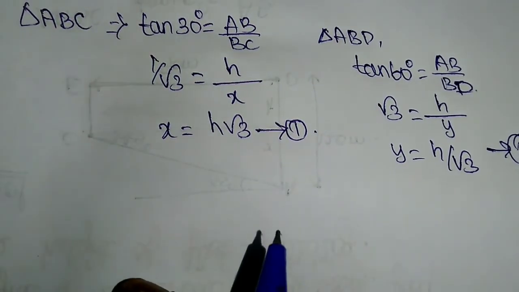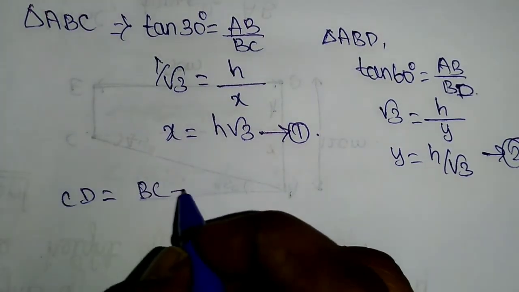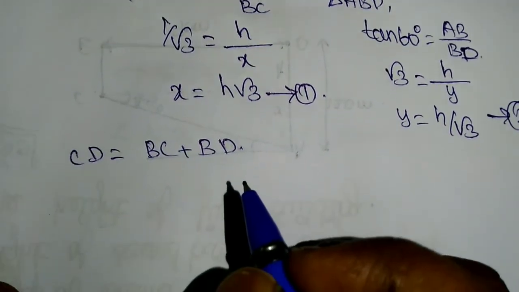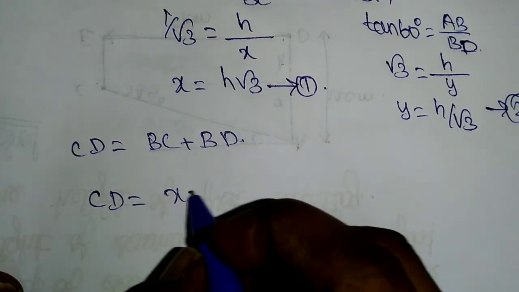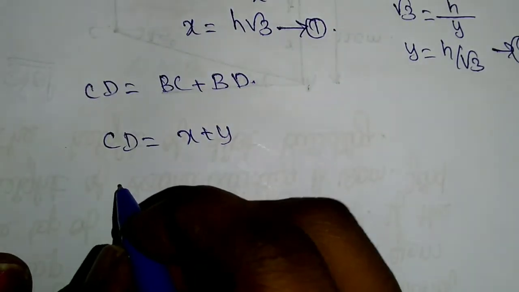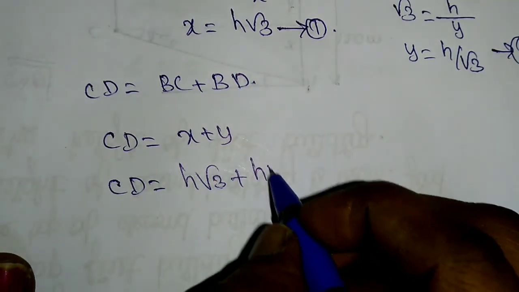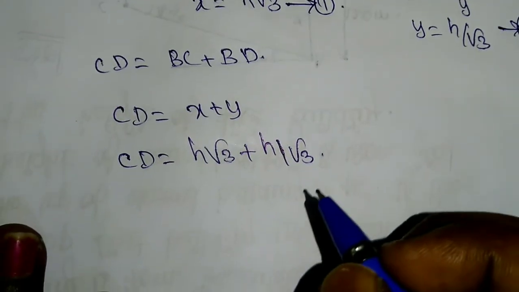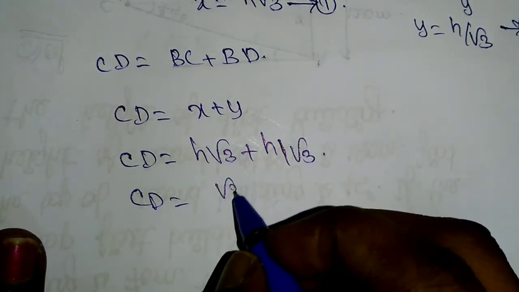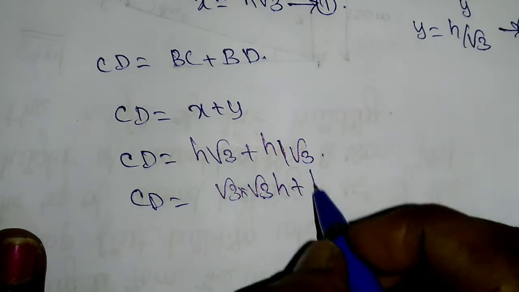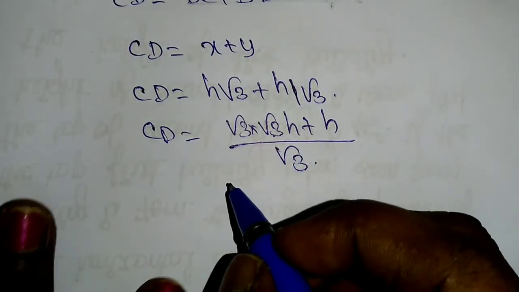Now here we have to find CD. CD is equal to BC plus BD. Now CD is equal to X plus Y. So the X value is from the equation, H into root 3 plus H by root 3. We have to take LCM. Here we get root 3 into root 3 H plus H divided by root 3. Here root 3 into root 3 is 3.